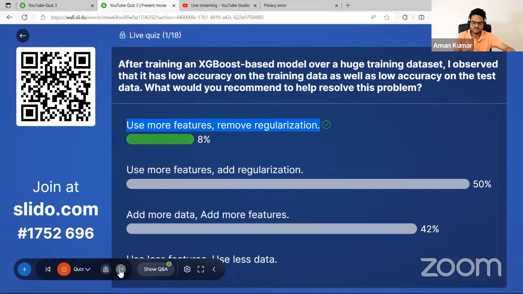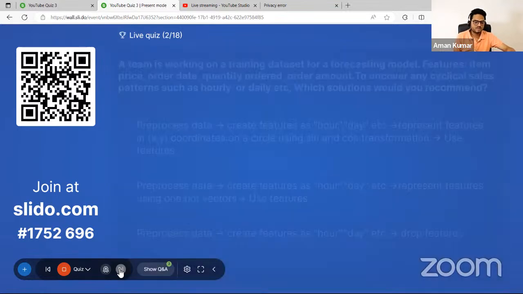So I'm surprised that many people said add regularization, but this is not an overfitting scenario. So why would you want to add regularization when your model is not able to learn the pattern in the first place? Let's go to the next one.